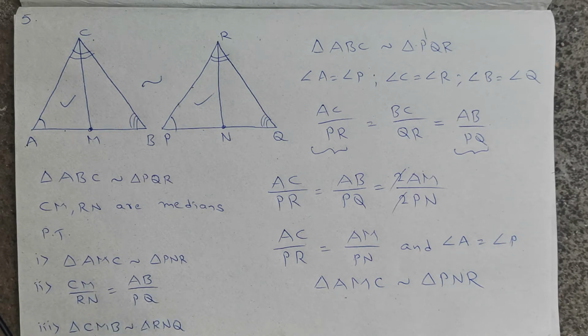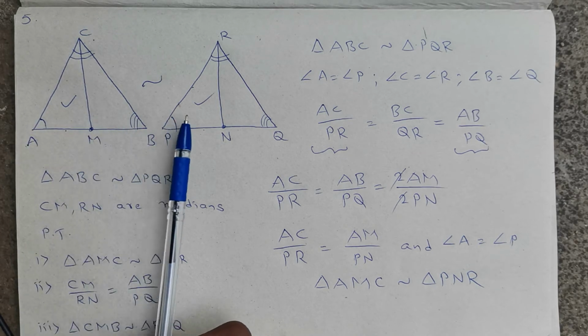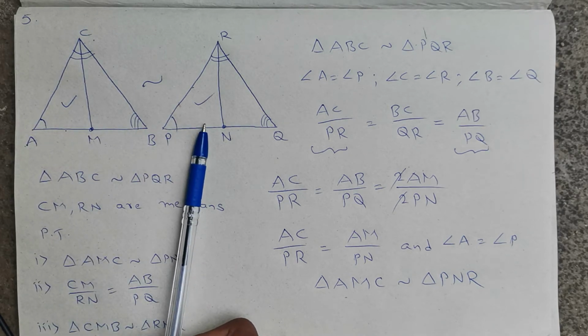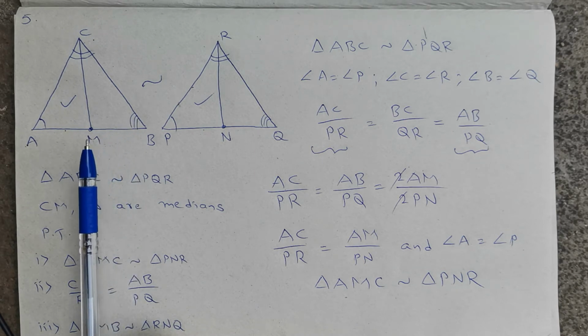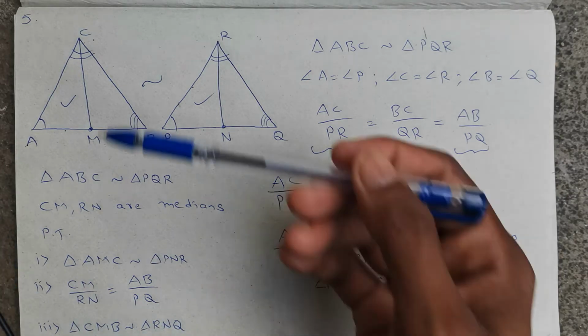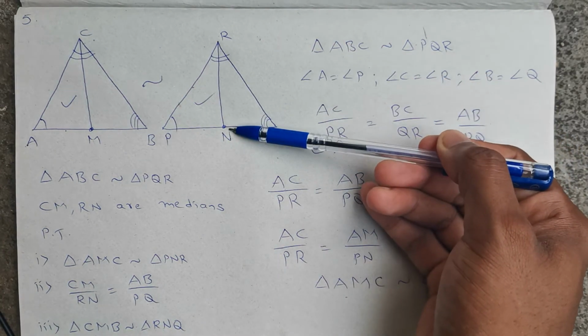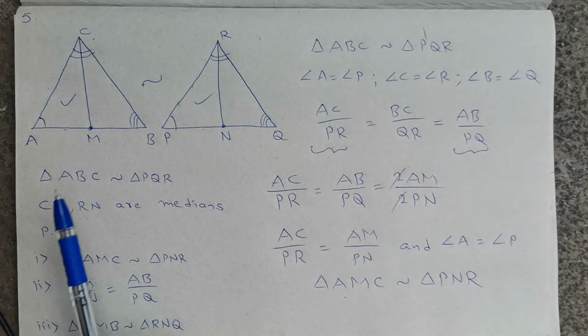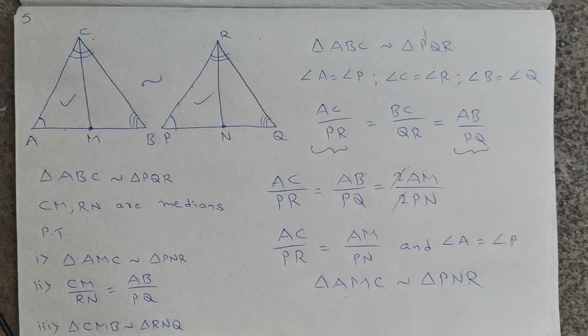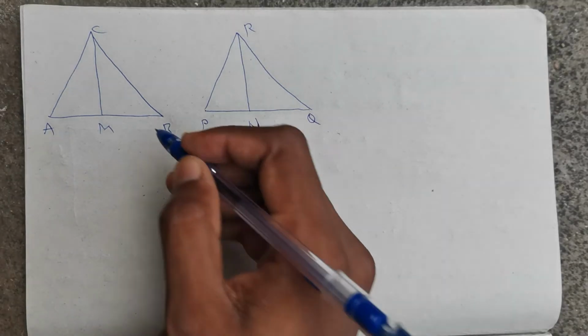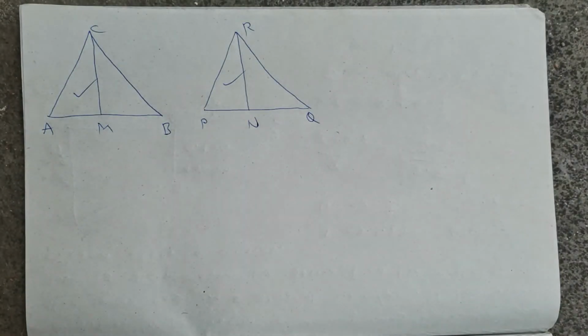Next, in the second question he is asking, show that CM by RN is equal to AB by PQ. Just now we got this left side part of the triangle as well as this left side part of the triangle, both are similar to each other. So if two triangles are similar to each other, then obviously the corresponding ratios of sides are in the same ratio. So here this CM by RN is equal to AB base by PQ base. Let us show how to solve that one then. Okay, we proved these triangles are similar to each other.